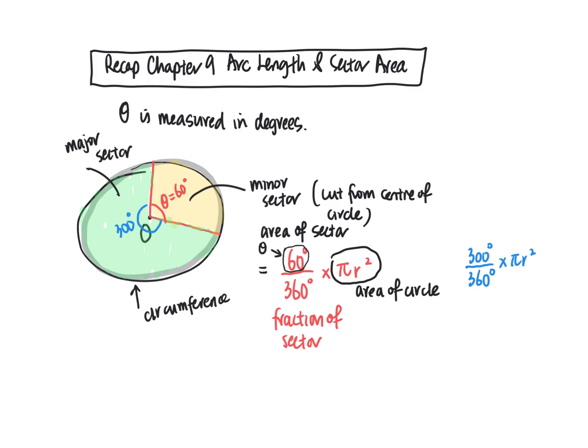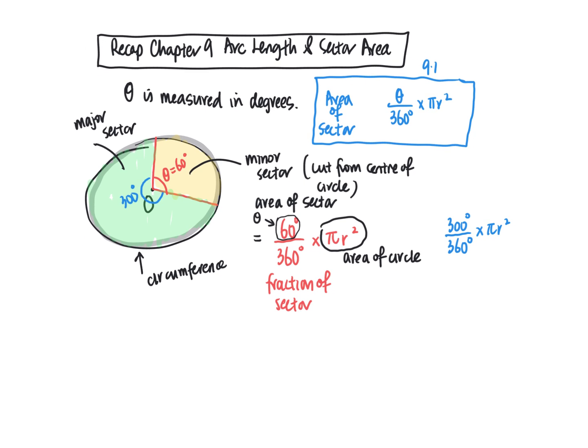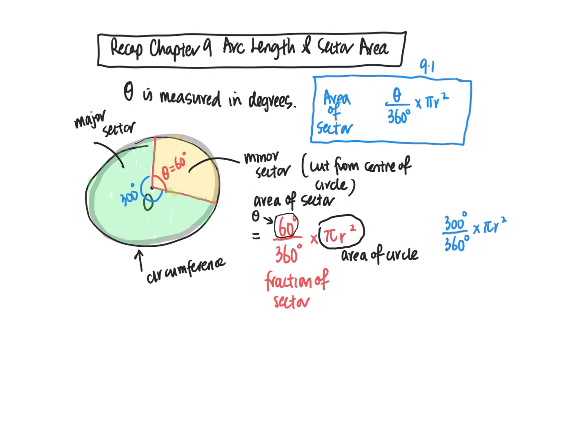Okay, so whether it's minor or major sector, it's the same formula. It is theta over 360 times pi r squared. So this is the formula for area of sector. One formula to remember. Okay, so this is what we have learned in 9.1. Or rather 9.2. 9.1 was arc length.